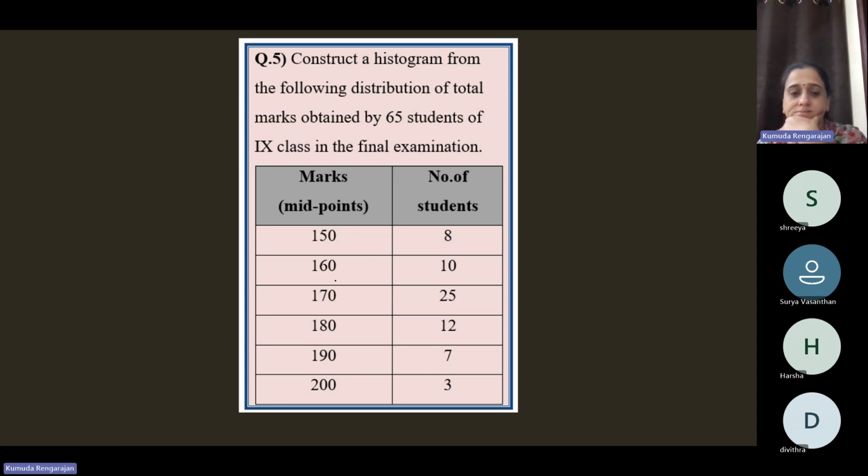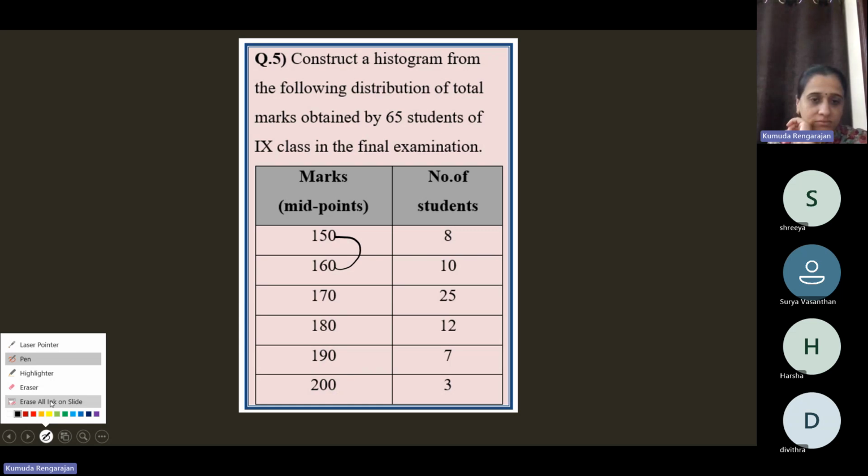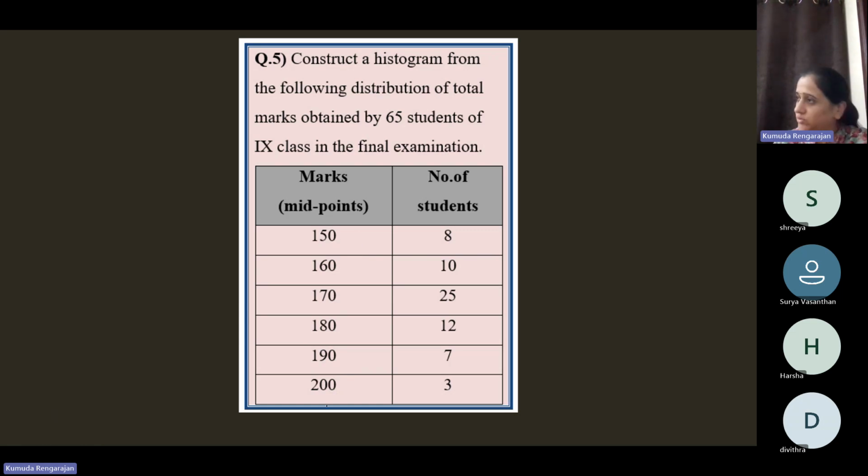I'll repeat. Find the difference between any two consecutive class marks. 160 minus 150, 10. Divide by 2, 5. Now, to these values, subtract 5. You will get all the lower limits. To the same values, add 5. You will get all the upper limits.